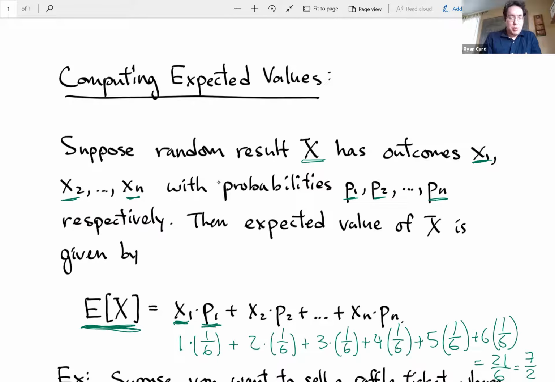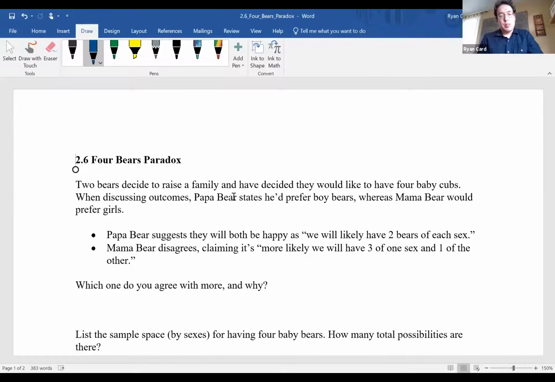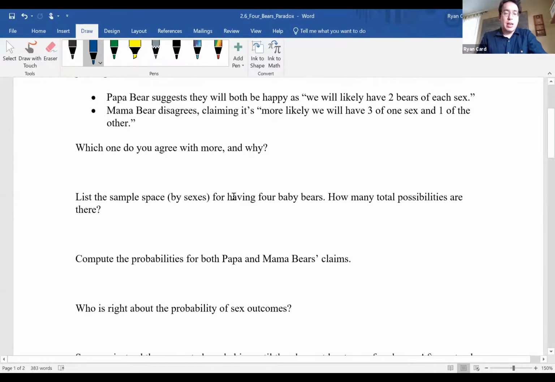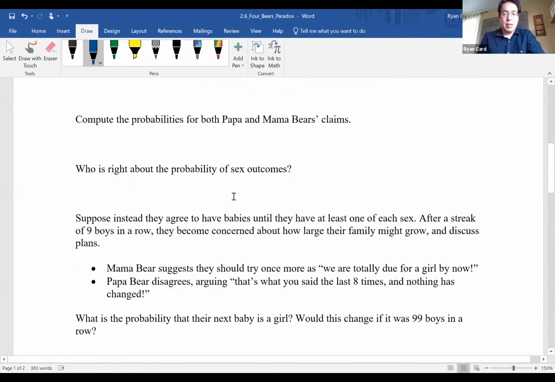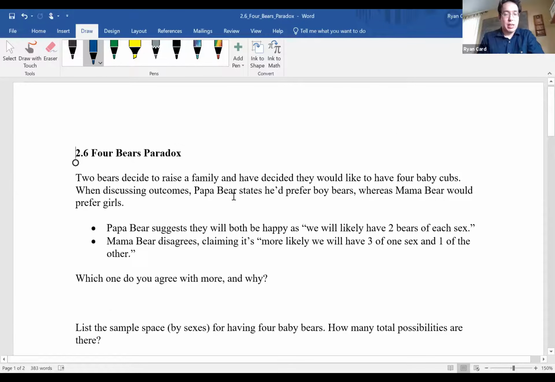Let's jump to the worksheet. Okay. So the expected value does not appear until the back side of this worksheet, the second page. But here's what the four bears paradox is.